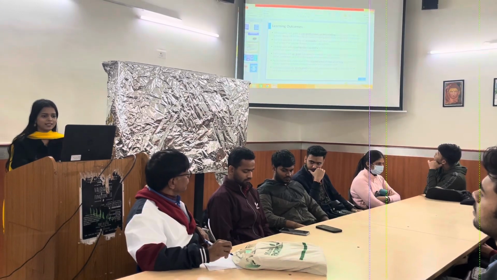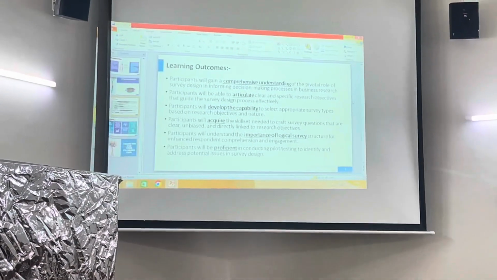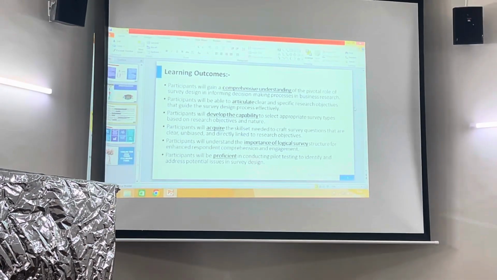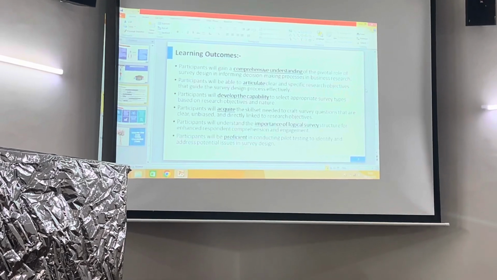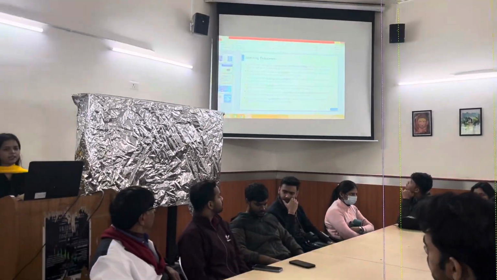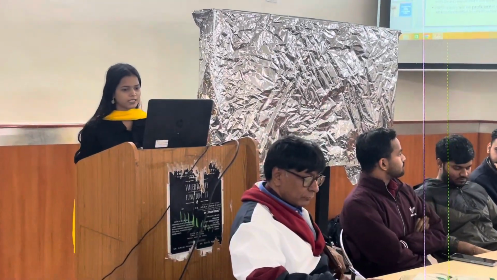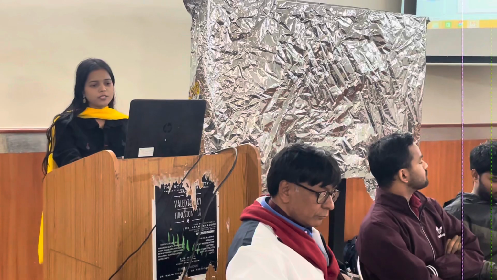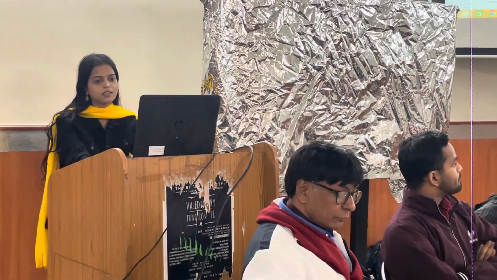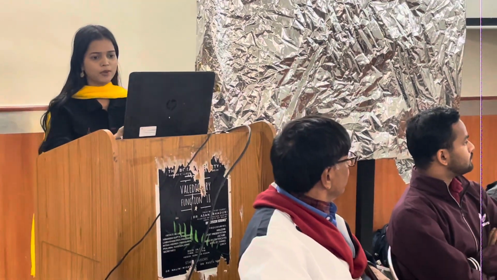A very important thing is the learning outcomes. So what are the learning outcomes? Let's go point by point and discuss them. The first is to have a comprehensive understanding. The participant will gain a comprehensive understanding of the pivotal role of survey design in informing the decision-making process in business research. The second point is to articulate clear and specific research objectives that guide the survey design process effectively.